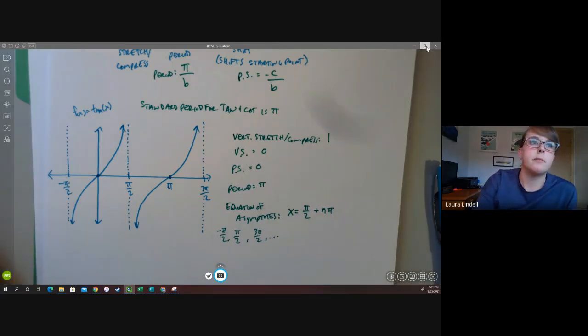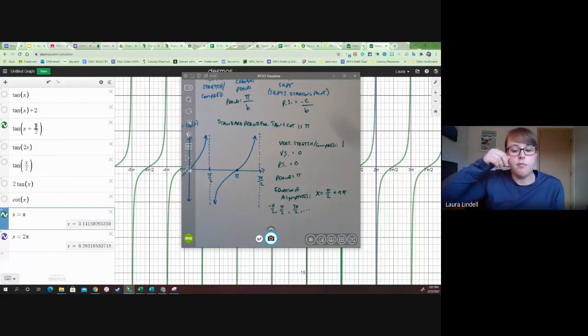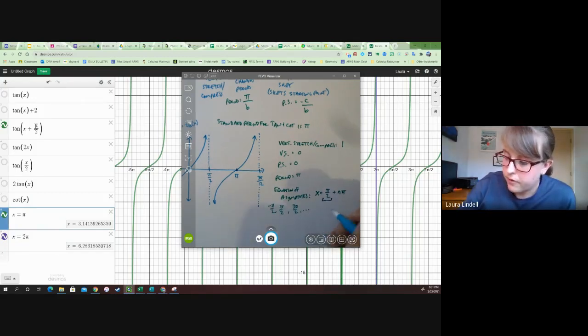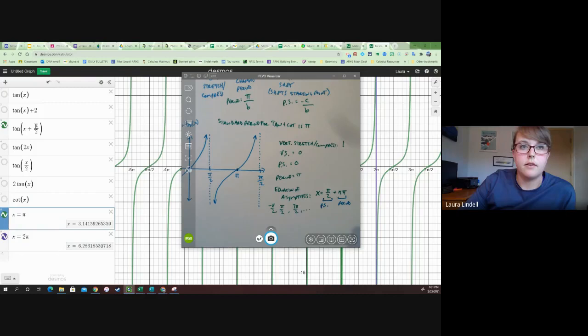Since this one, tangent of x plus pi over 2, has been phase shifted over pi over 2, you can add or subtract a pi over 2 to this, and then it will get you the equation of asymptotes that will work with this one. This part is what comes from the phase shift. This part is what comes from the period. Whatever your period is goes there, and whatever your phase shift is gets added or subtracted from that.